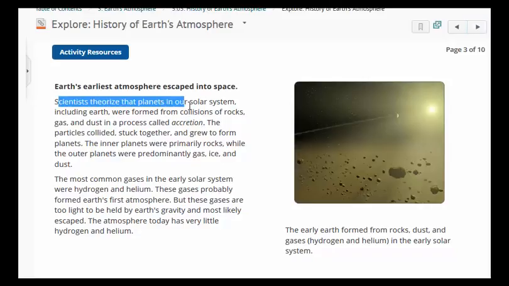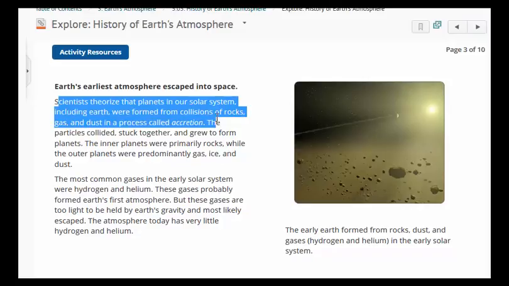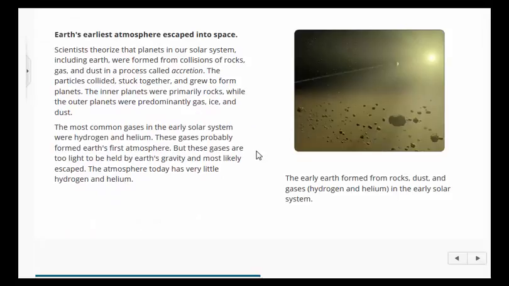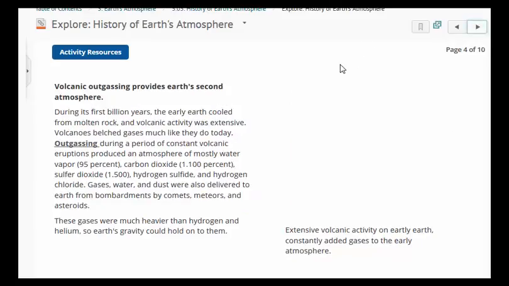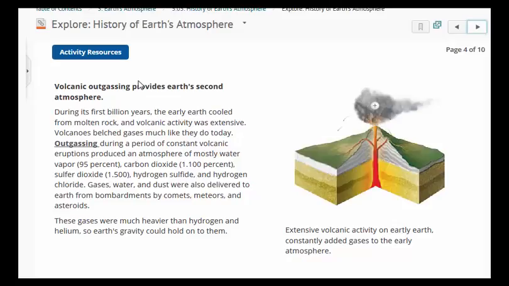Scientists theorize that planets in our solar system, including the Earth, were formed from collisions of rocks through accretion. So make sure you know that rocks, gas, and dust collided to form the planets in our solar system, and this is called accretion. And this was the early Earth, the first atmosphere. Atmosphere 1, right on your paper, atmosphere 1 was high in hydrogen and helium. Pause to write that, and then press play. Atmosphere 1 had hydrogen and helium.